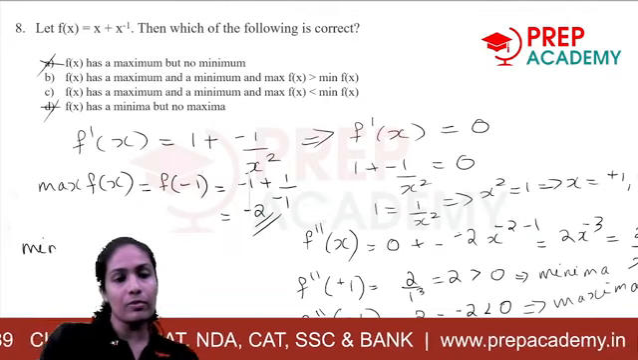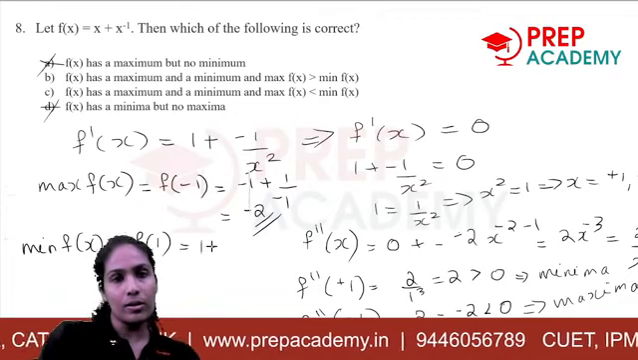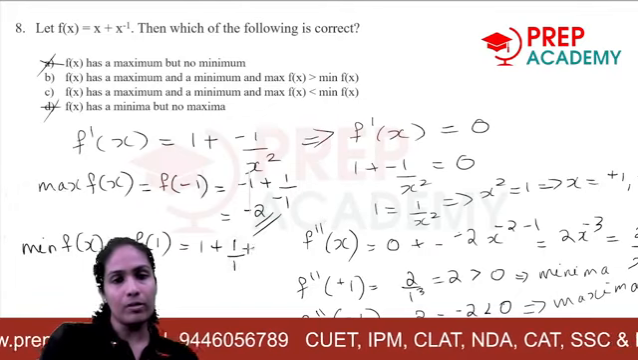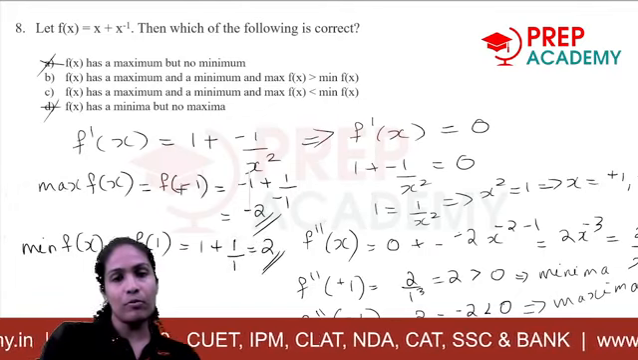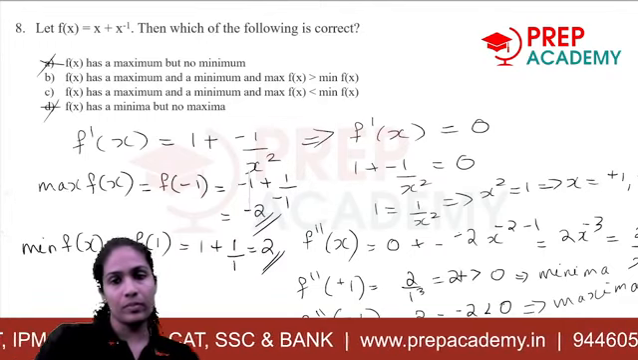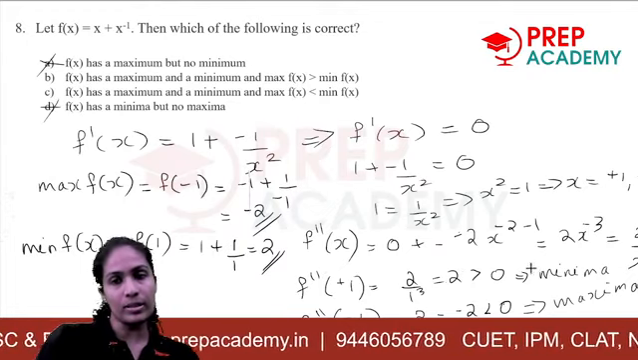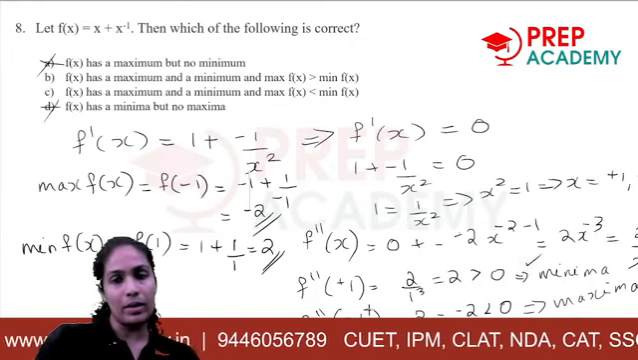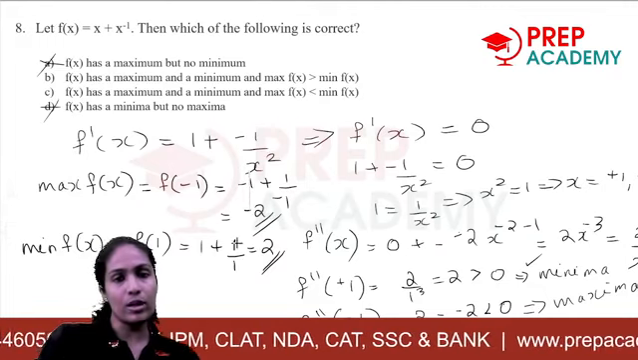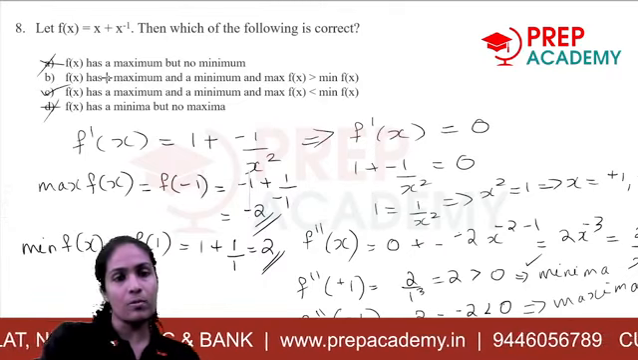Now minimum of f of x is obtained at 1, that is f of 1. f of 1 is 1 plus 1 by 1, which is equal to 2. So maximum of f of x is minus 2 and minimum of f of x is 2. f double dash of 1 is a positive term. That means at 1 the function is occurring a minima and at minus 1 the function is occurring a maxima. So f of minus 1 is equal to minus 2 and f of 1 is 2. That is, the maximum of f of x is less than the minimum of f of x. Option C is the correct option.